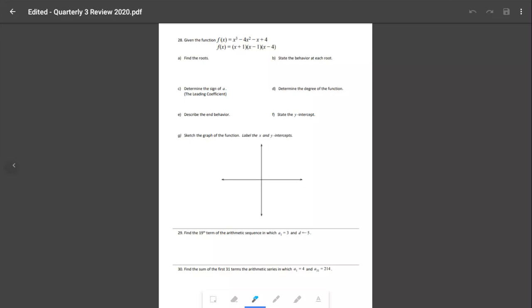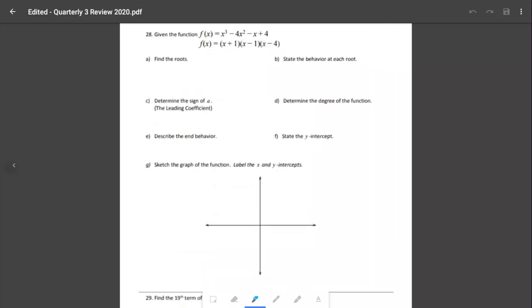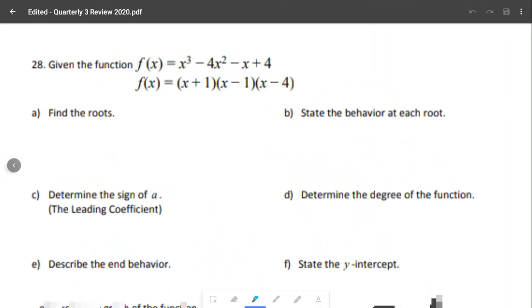All right, page 4 of quarterly 3 review. So we were given this initial function up on top. The f of x equals x cubed minus 4x squared minus x plus 4. There were 4 terms. If you did factor by grouping, you would come up with this new function down here. F of x equals x plus 1, x minus 1, x minus 4.